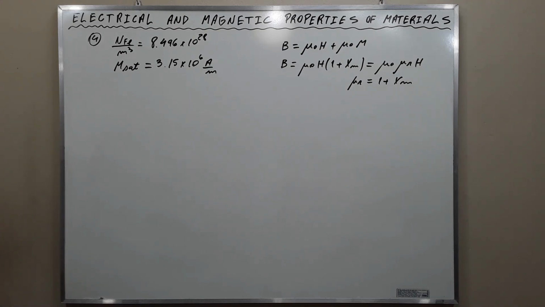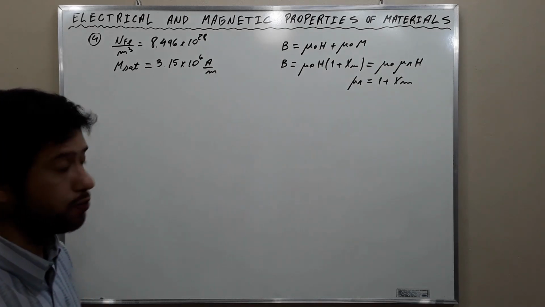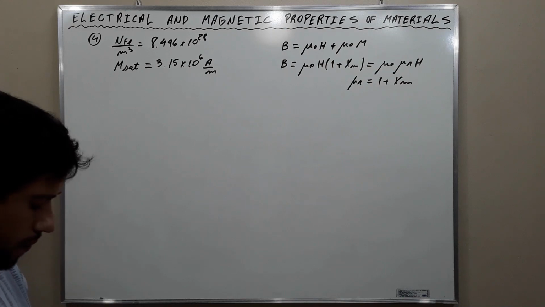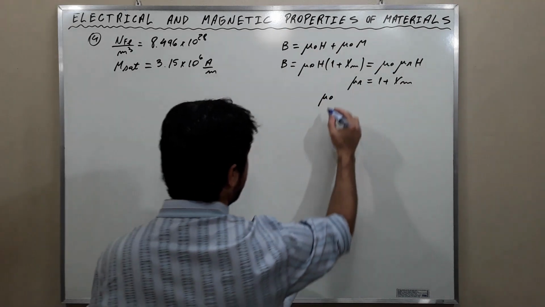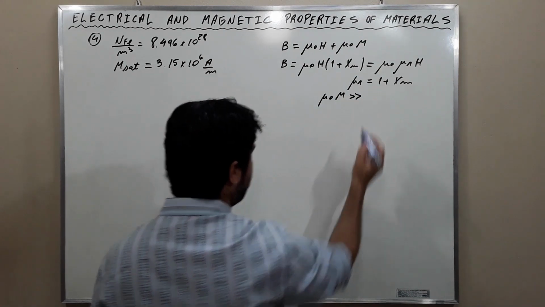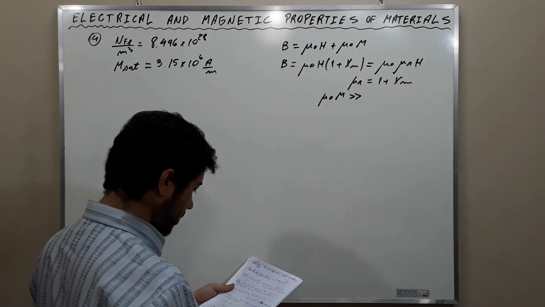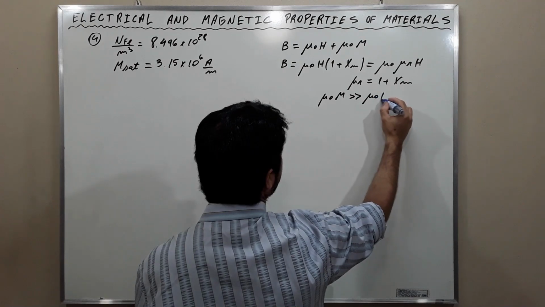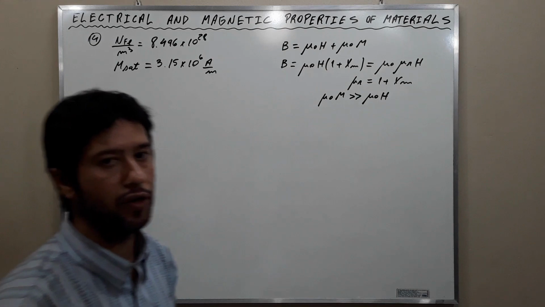Since for iron, the relative permeability of iron is big, okay? This is what we are going to infer with this theory here. Since for iron, this is much greater than this, what does it mean?